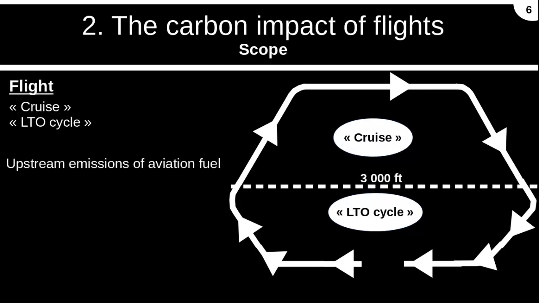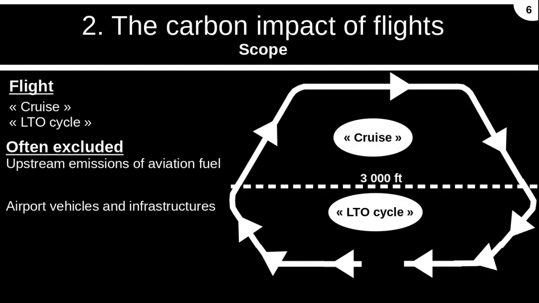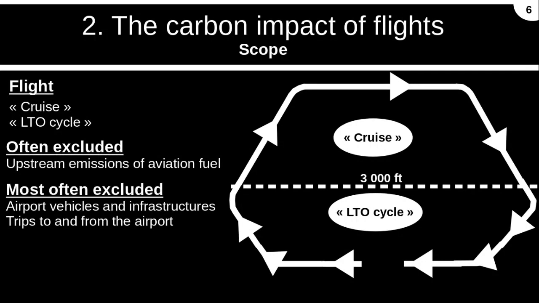What about the upstream emissions of fuel? Emissions resulting from the production and distribution of fuel? They are often excluded from the data you read about flights. What about the airport activities or the trips of the travelers to and from the airport? These emissions are most often excluded.